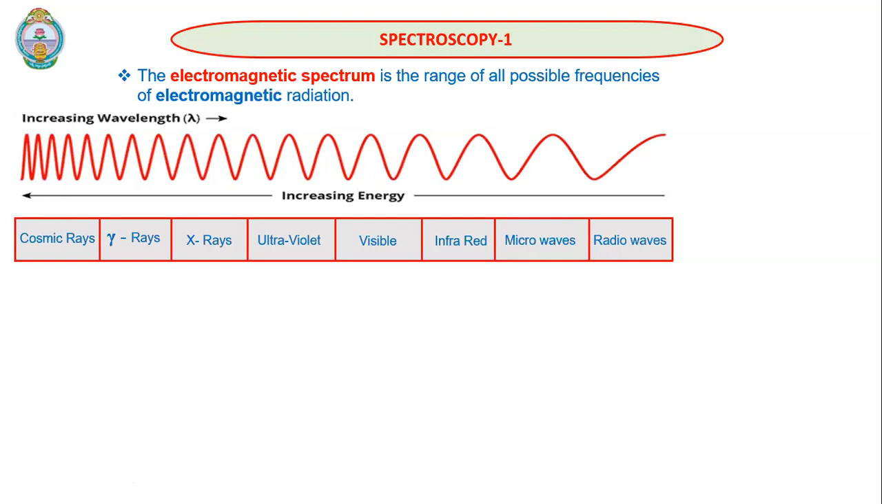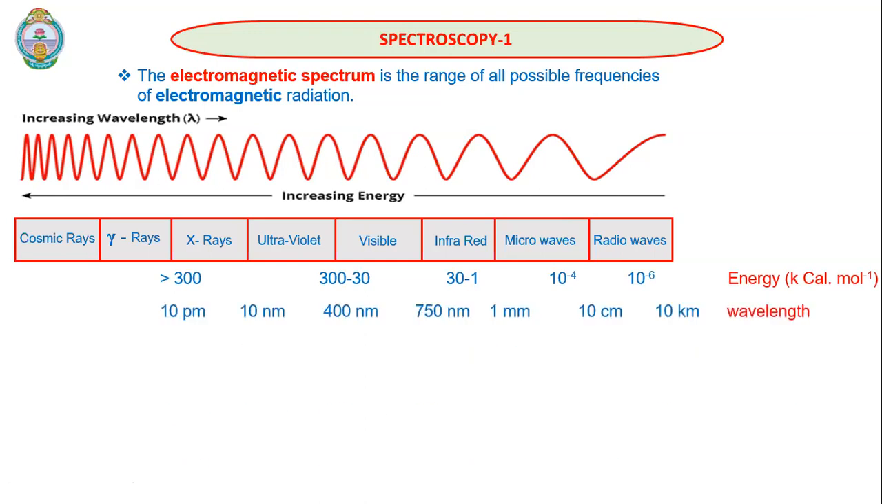Now, how will these different radiations influence a sample when they fall on a particular sample? First, we will see the energy values. Of course, we don't need to remember them. These are just for information. We need to remember the wavelength ranges of different radiations.